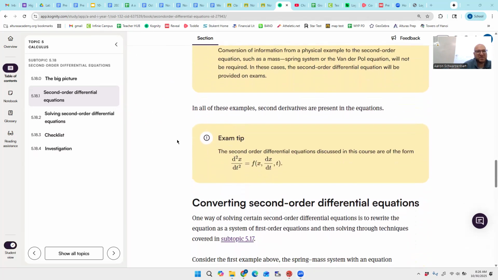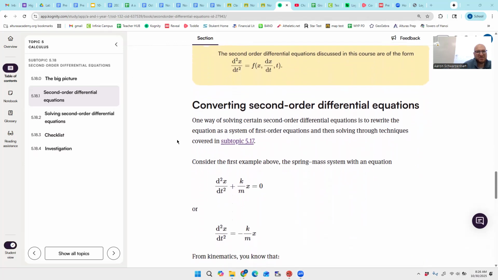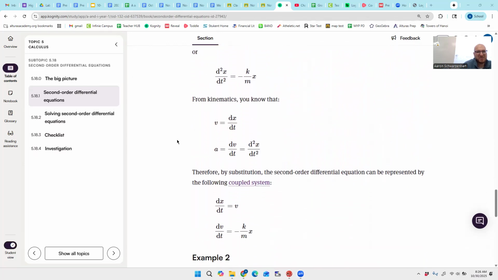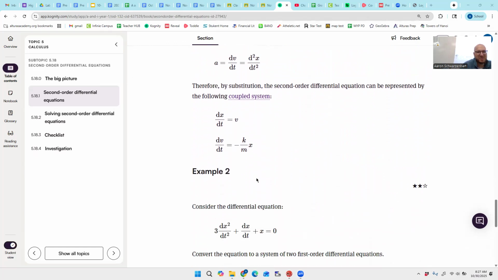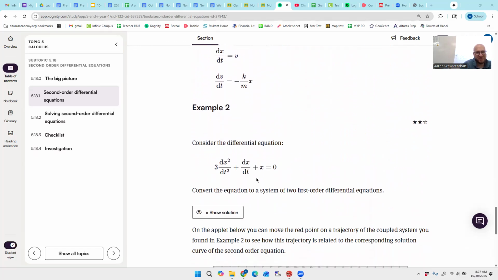I haven't done a lot of this, so converting second order differential equations. So this is the idea that we're going to say v is dx dt and a is dv dt. So consider this differential equation. dx dt is equal to v. Change in position relative to change in time is velocity, correct?